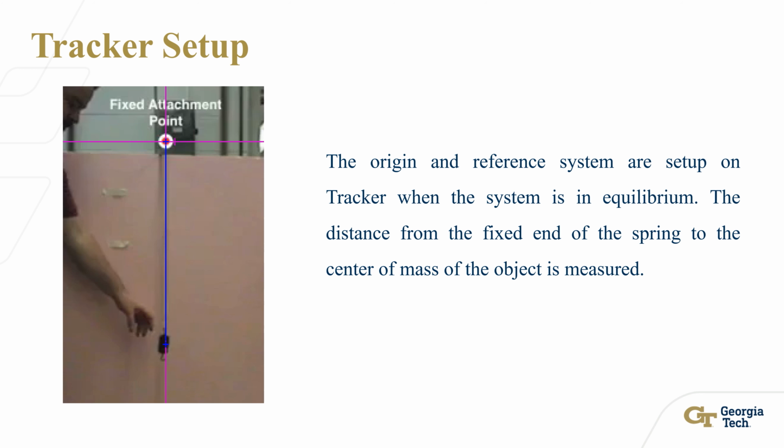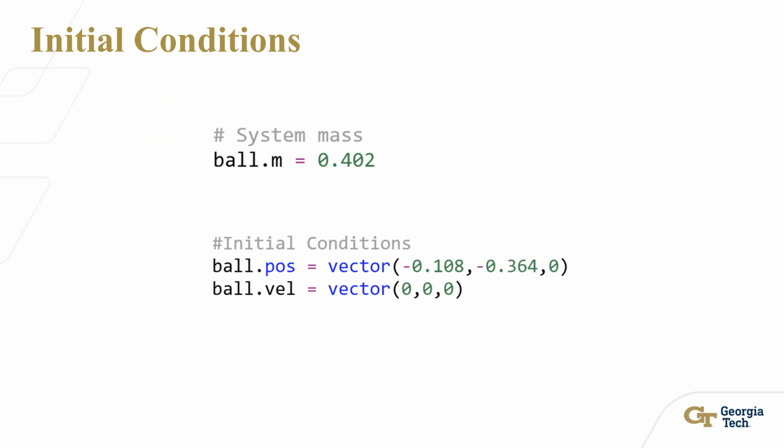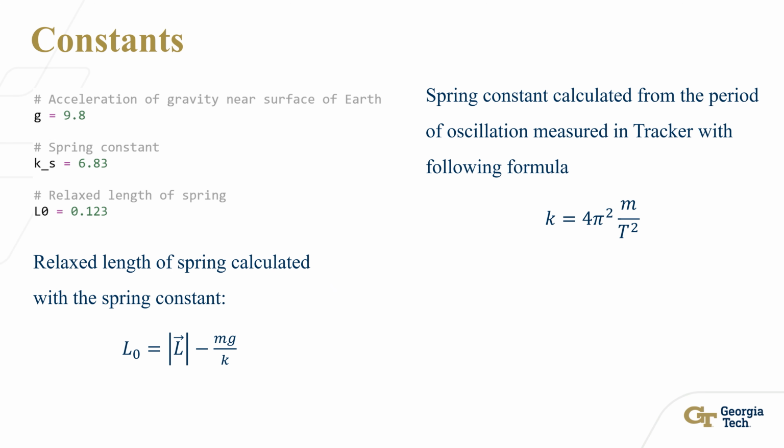For the computational model, we first configure the initial conditions such as the mass of the object and its initial position, and we set up the constants for the acceleration of gravity near the surface of Earth, the spring constant calculated from the period of oscillation measured and tracked with the following formula, and the relaxed length of the spring.